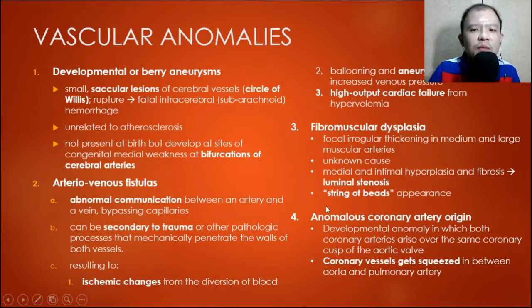Next, anomalous coronary artery origin. This happens when coronary vessels arise from the same aortic valve. What's the result? The coronary vessels get squeezed in between the aorta and pulmonary artery. So when it gets squeezed, you have ischemia, you have impediment of the circulation.